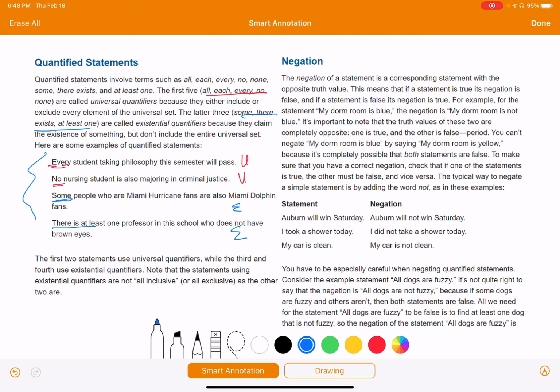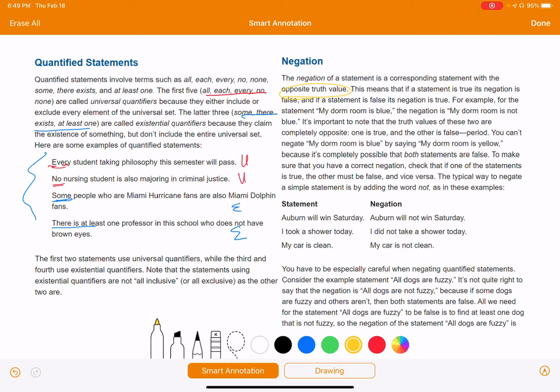All right, next we have what's called the negation. The negation of a statement is a corresponding statement with the opposite truth value. This means that if the statement is true, then its negation will be false and vice versa. So a good example would be my dorm room is blue. The negation would be my dorm room is not blue.